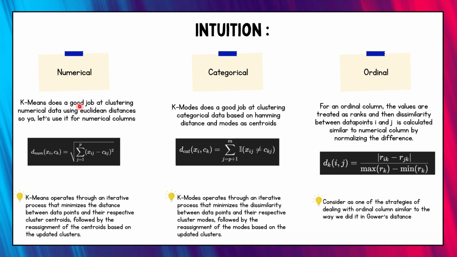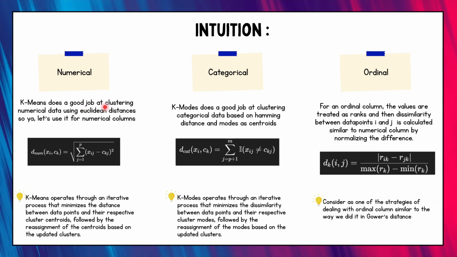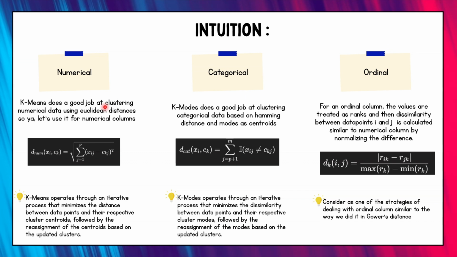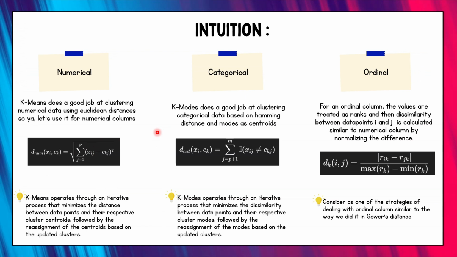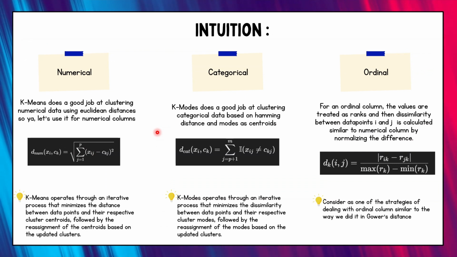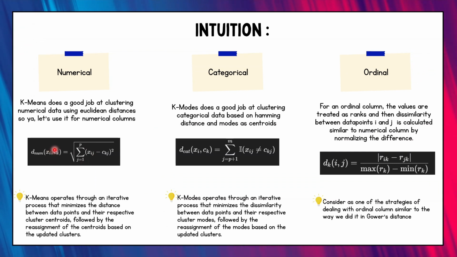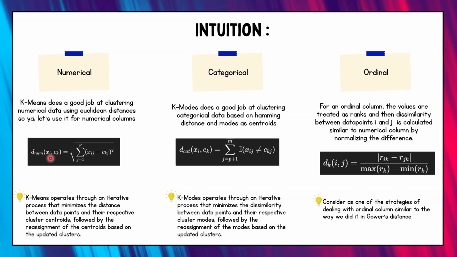So as I said, for numerical data, K-means used to do a good job at clustering, right? Using the Euclidean distance. So we are using Euclidean distance for numerical columns, which is this formula. This formula is the same as what we had in the previous slide. So this is basically Euclidean distance. Here you can see we have the distance between xi and ck, which basically means the distance between the ith data point and the kth cluster is given by this.